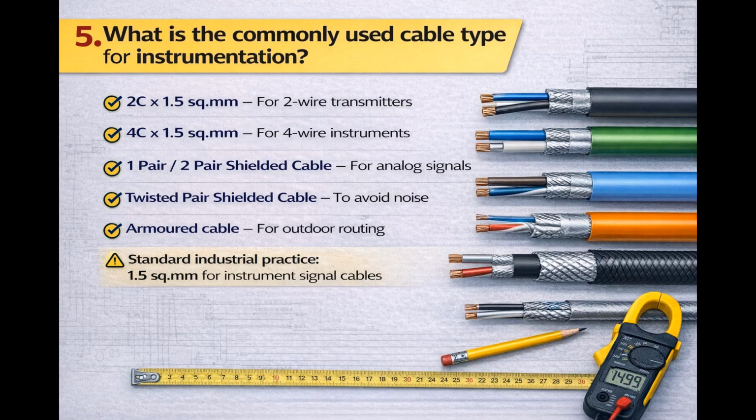What is the commonly used cable type for instrumentation? 2-core 1.5 square mm for 2-wire transmitters, 4-core 1.5 square mm for 4-wire instruments, 1 pair shielded cable for analog signals, twisted pair shielded cable to avoid noise, armored cable for outdoor routing.